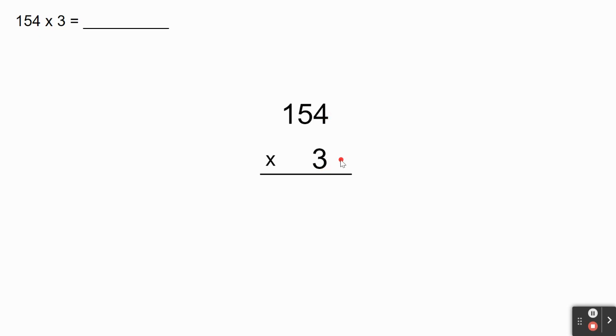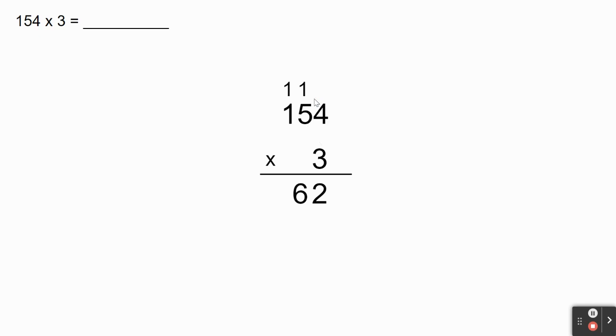We first multiply the ones place. So we're going to multiply 3 times 4, which is 12. So we'll put a 2 in the ones place and regroup the 1 to the tens place. Next, we're going to multiply 3 times 5, since the 5 is in the tens place. 3 times 5 is 15, and then we're going to add the 1 that we regrouped. So 15 plus 1 is 16. So we'll put the 6 in the tens place and regroup the 1 to the hundreds place.